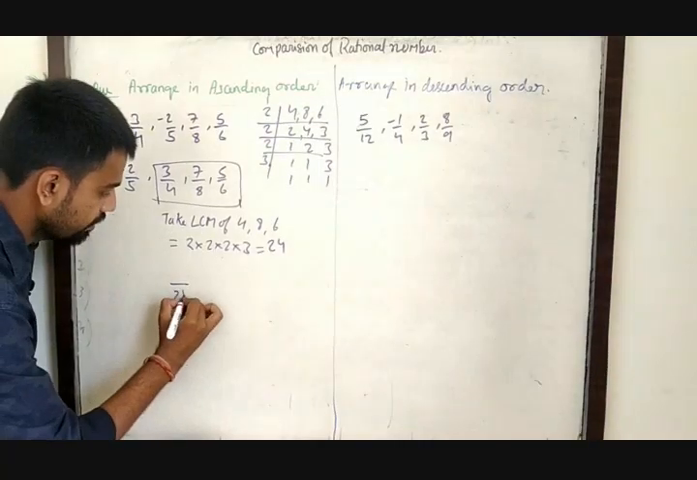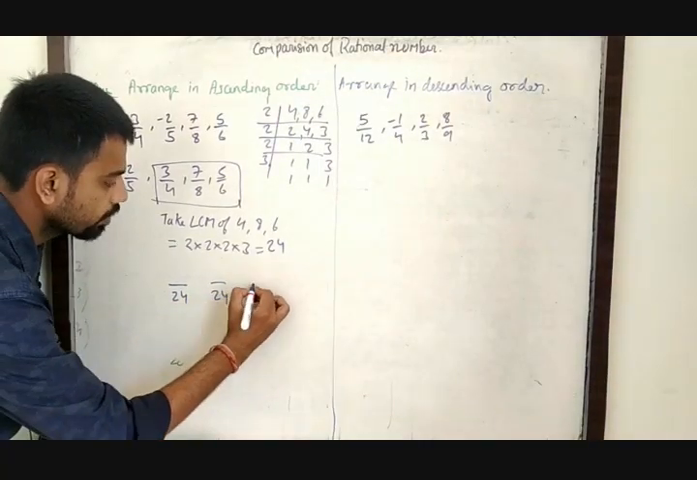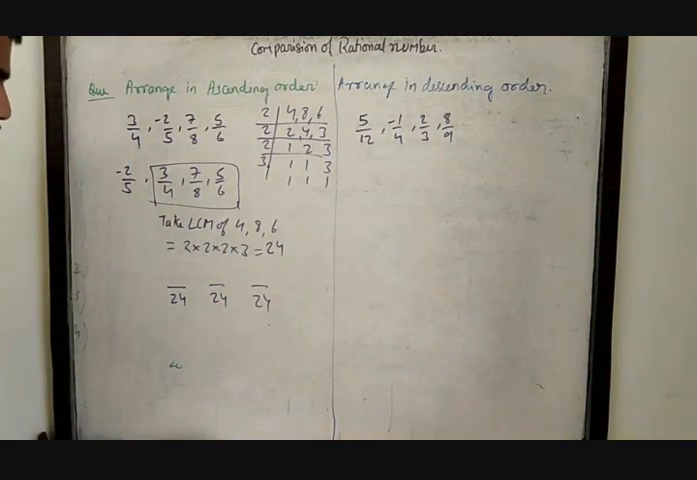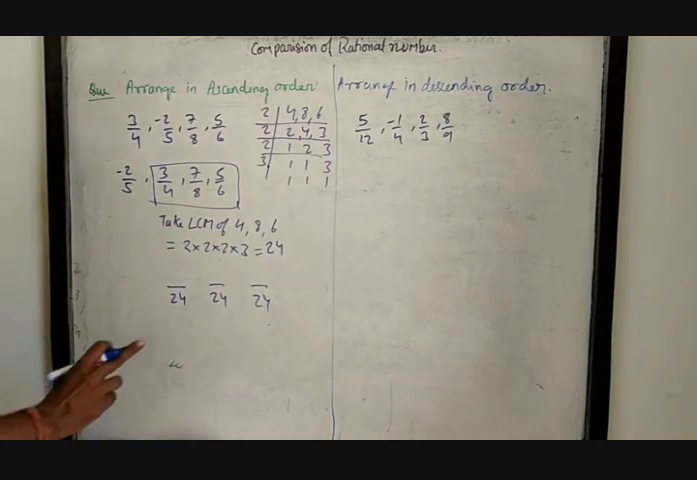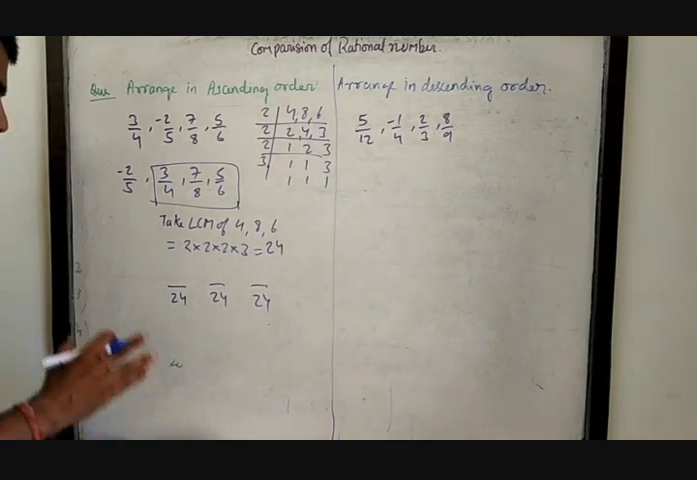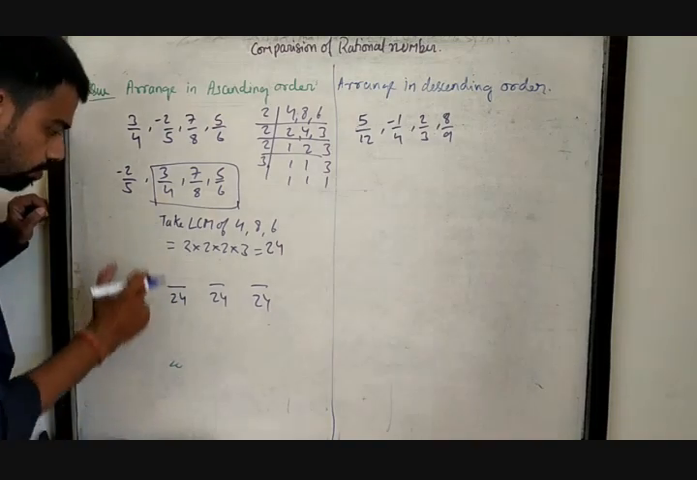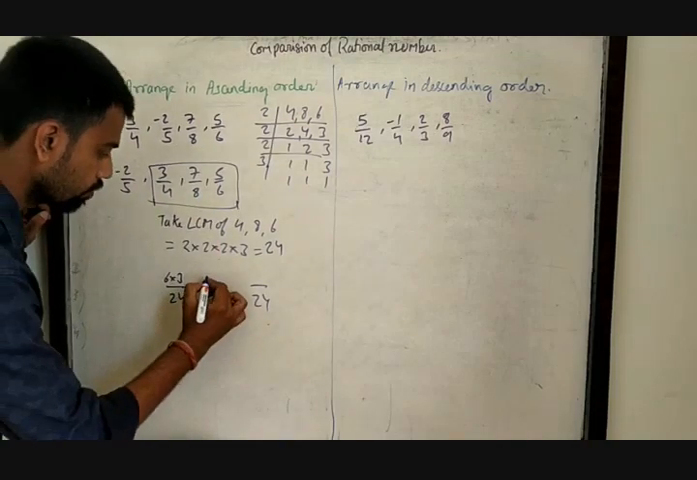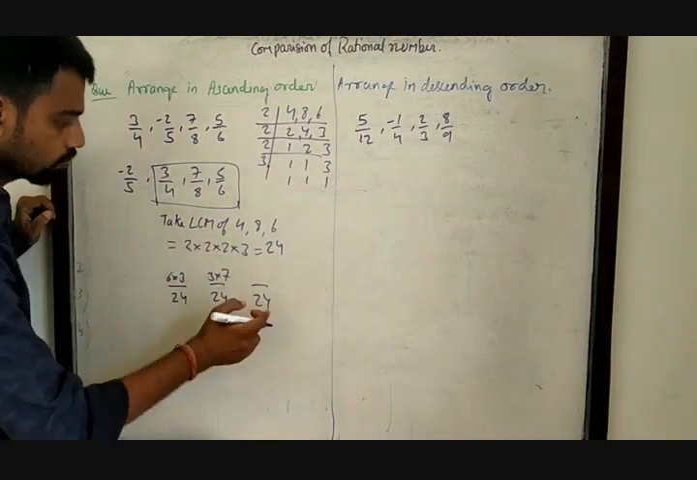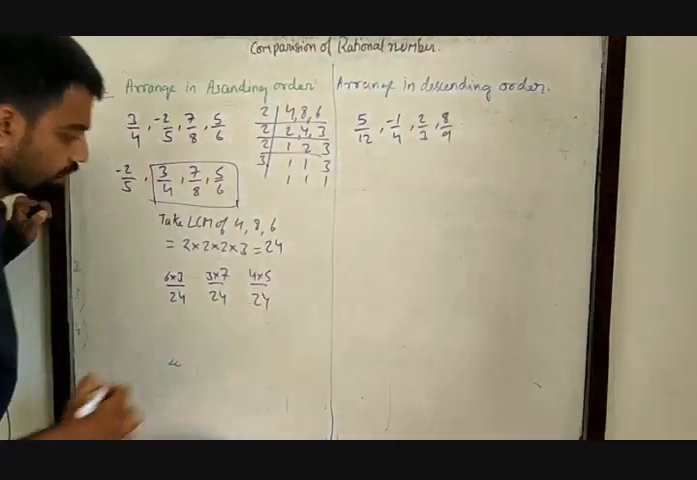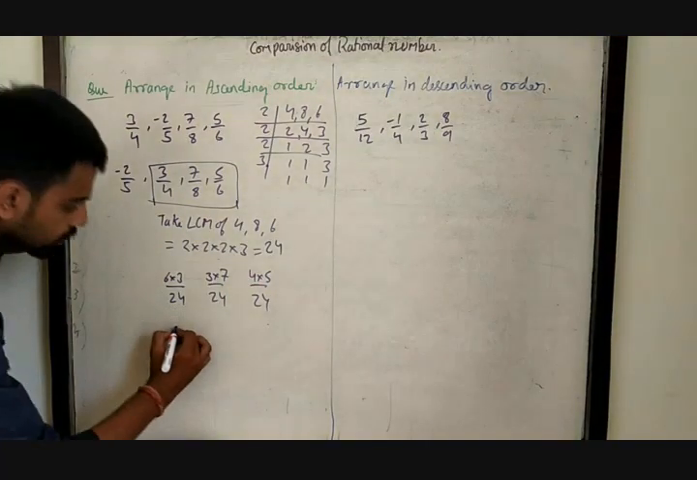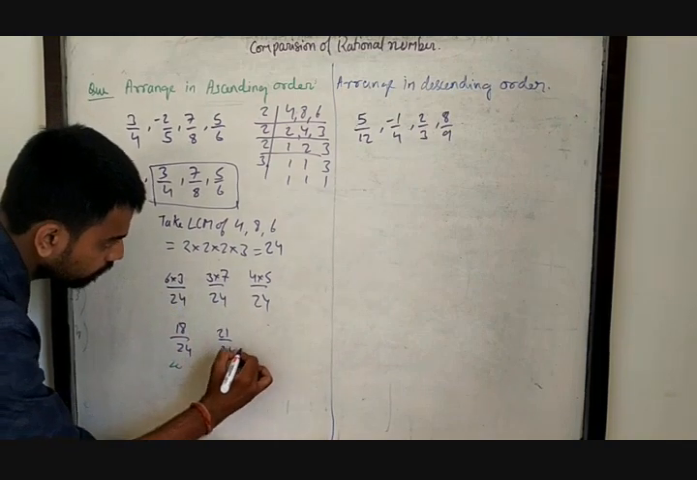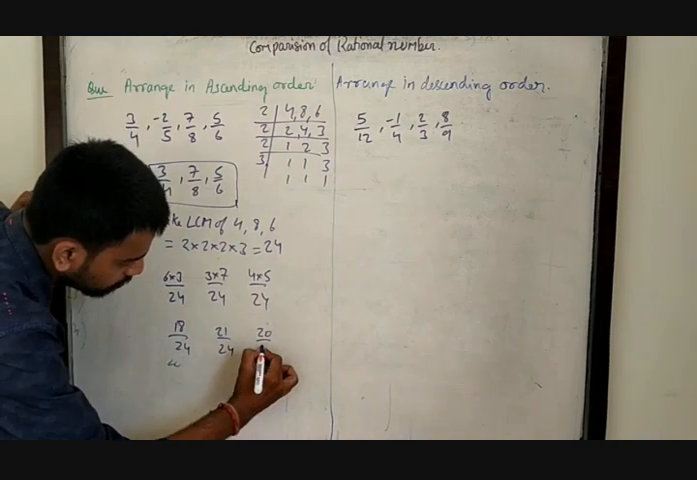All these three denominators are replaced by 24. Same process: the denominators are different, so first we take the LCM, then change the numerators accordingly. 4 sixes are 24, so 6 into 3. 8 threes are 24, so 3 into 7. 6 fours are 24, so 4 into 5. We change the numerator also: 6 threes are 18 by 24, here it will be 21 by 24, and 5 fours are 20 by 24.